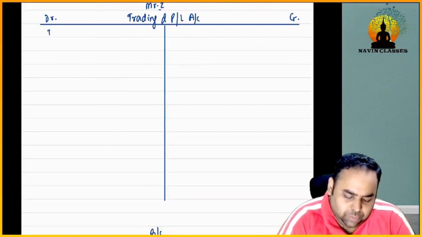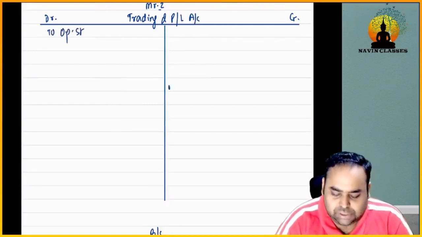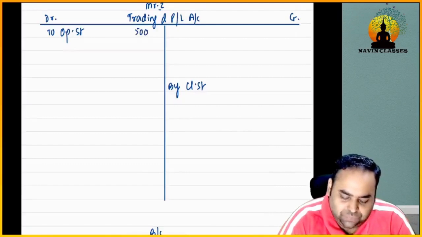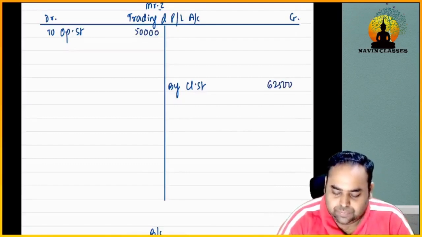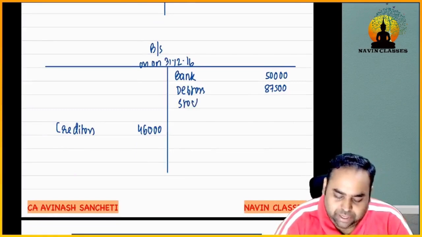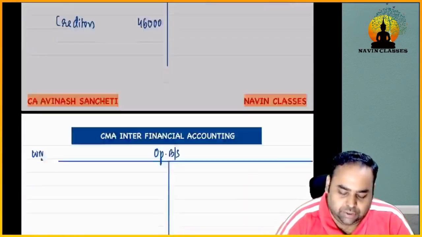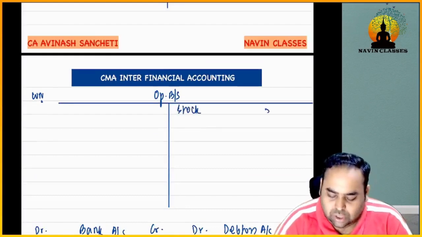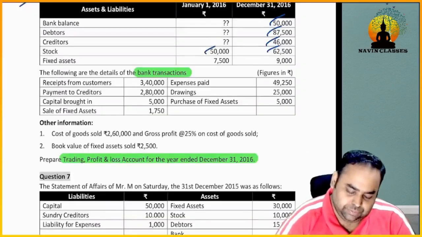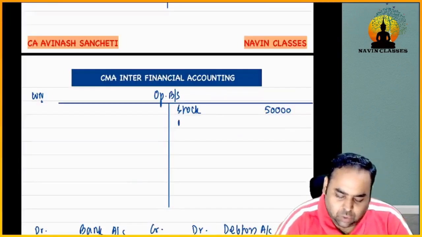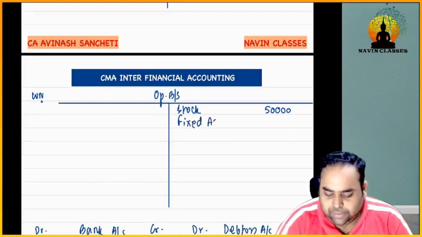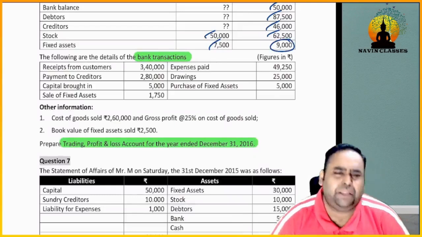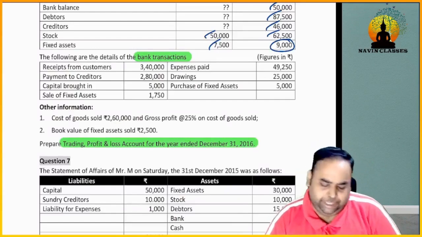Then here we'll have opening and closing stock. In the trading account, that will be to opening stock, by closing stock. Opening stock is 50,000 and closing stock will be 62,500. Opening stock goes to opening balance sheet, closing stock goes to closing balance sheet, and this closing stock becomes the opening. I'm writing the opening one, fixed assets is 7,500. I'll not write the closing one for now. We will look at the closing later. It includes things like depreciation, purchases, sales, etc.